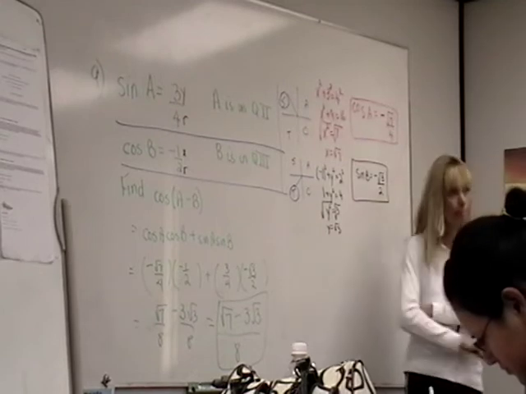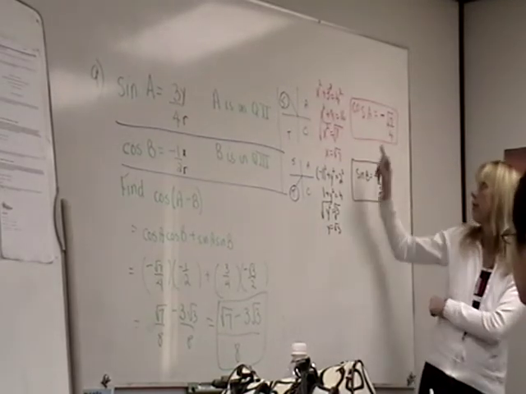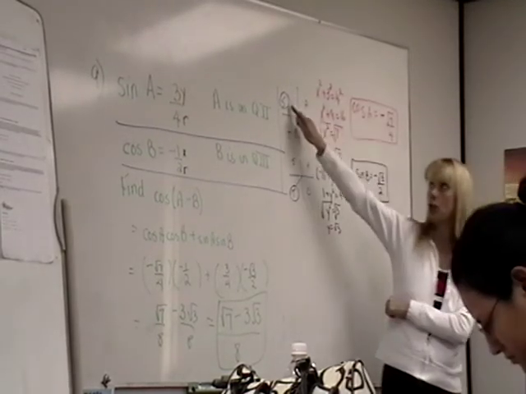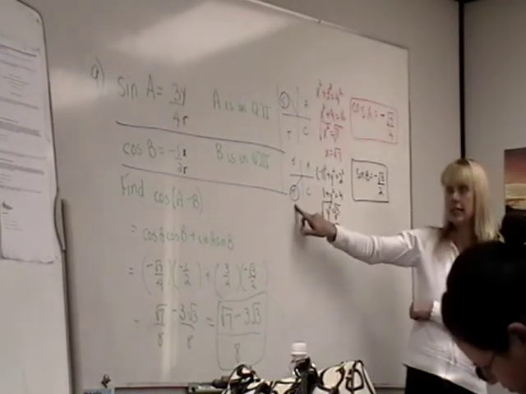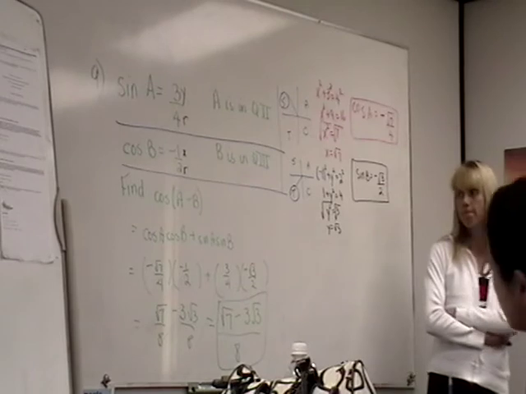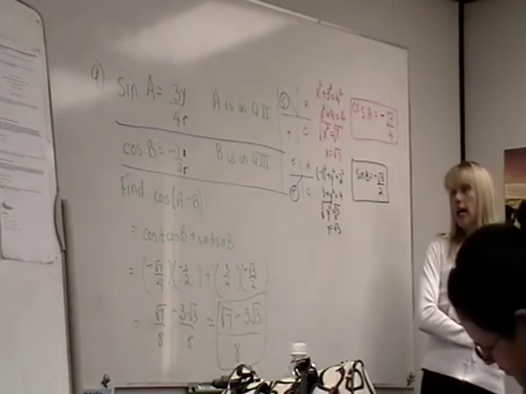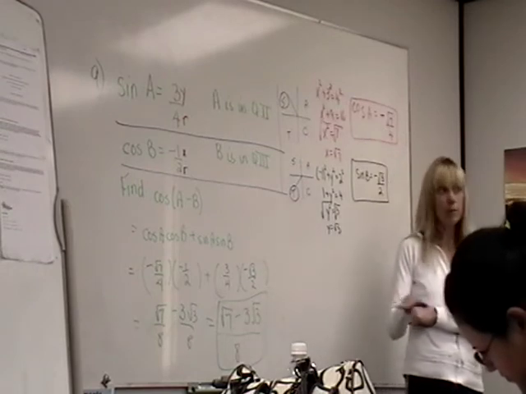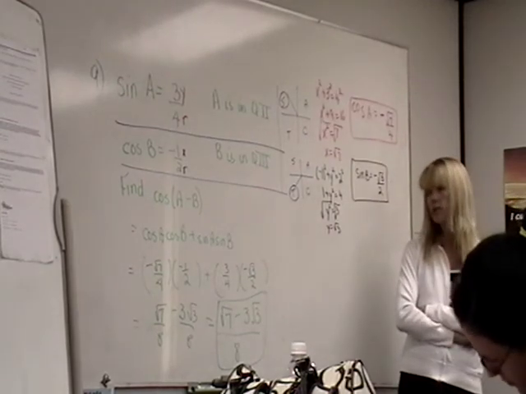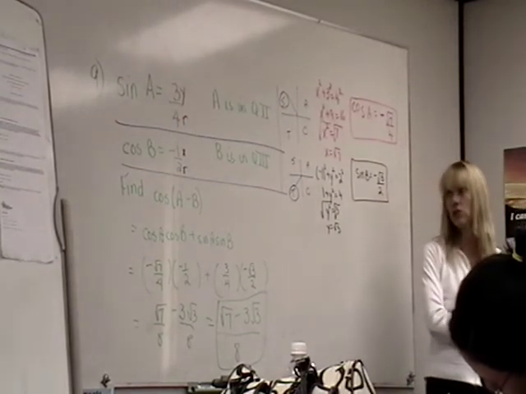Now, when does that become negative? This one here is negative because it's in quadrant 2, and this one here is negative because it's in quadrant 3. So then you get root 7 minus 3 root 3, which you cannot subtract because they're not like terms, over 8. And that's your answer.